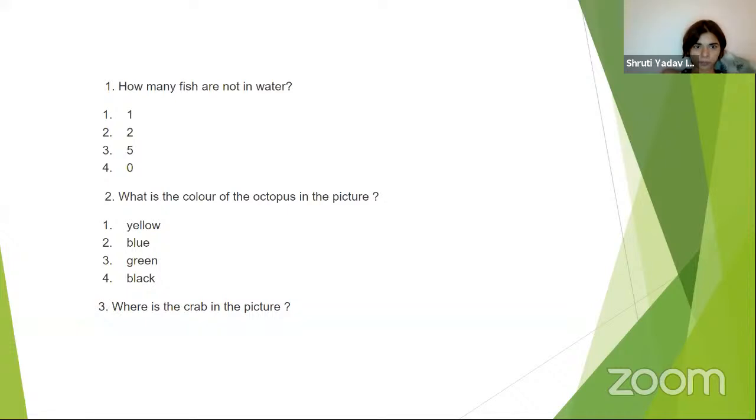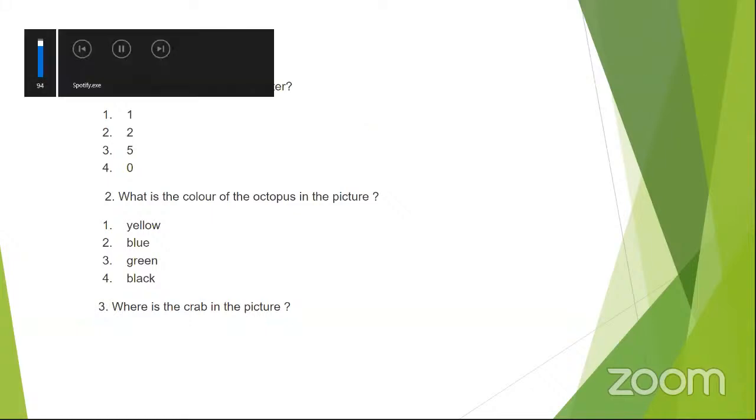How many fish are not in the water? Five. Are you counting the fish that you can see in the pool? Those won't be counted. Zero. There was one on the hook. One. And then there was a dead fish on the side. Dead fish and the hooked one, so there was a total of 2 fish out of water.